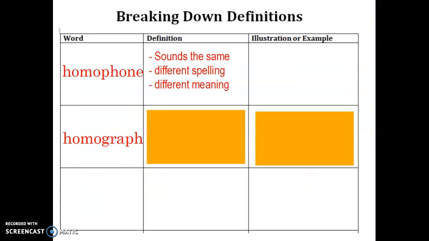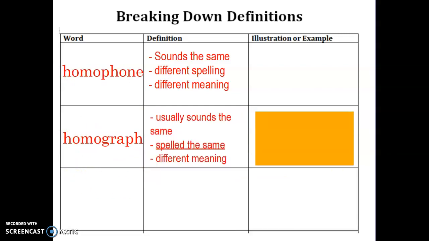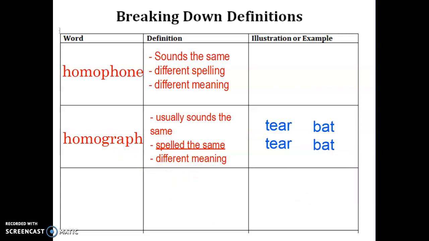Flip back to page 2 in your packet. Just like you did with homophones earlier this week, we are going to copy down homographs onto our definitions page. In the first box, write homographs. In the definition box, add our definition: usually sounds the same, spelled the same, different meaning. In the third box, copy some examples.